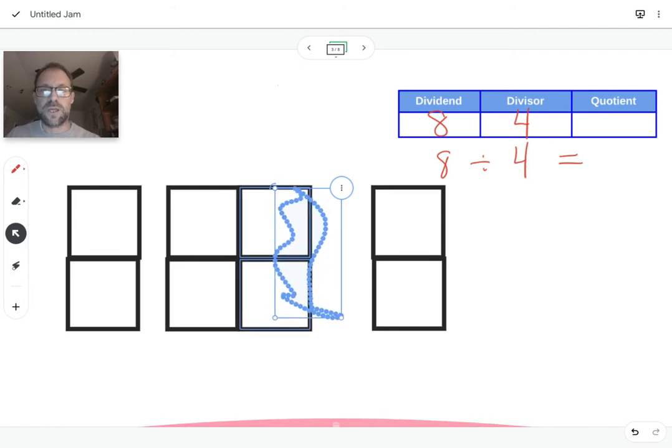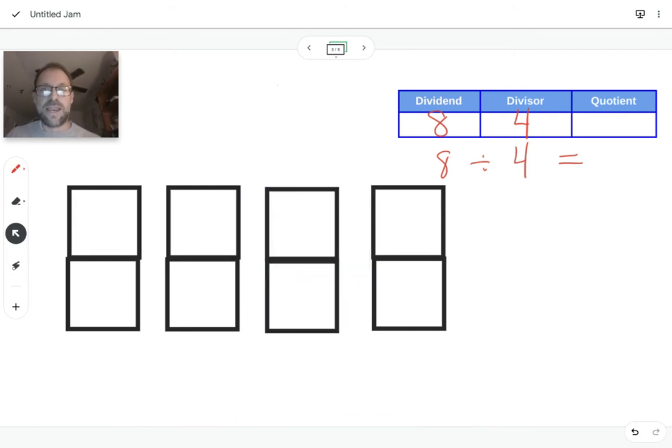Ooh, I want to grab it. There we go. And now we have 4 equal groups, right? We have this group here. We got this group, and this group. 4 equal size groups. How many squares are in each group?